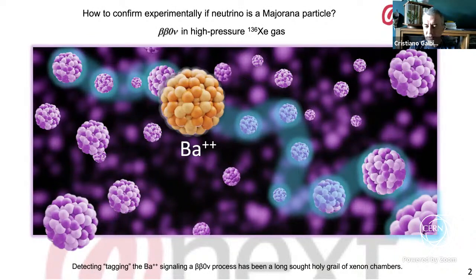And this is very important because in this way they can reduce the background absolutely to zero. Of course, the only background that remains is the one of the double beta decay with two neutrinos, which also produces a barium++ ion.